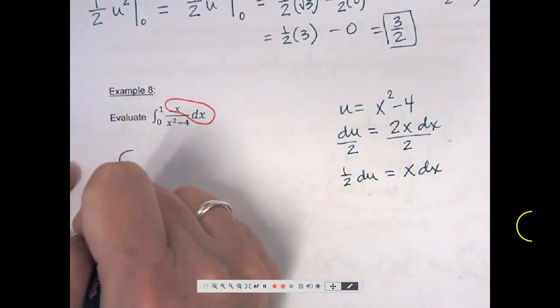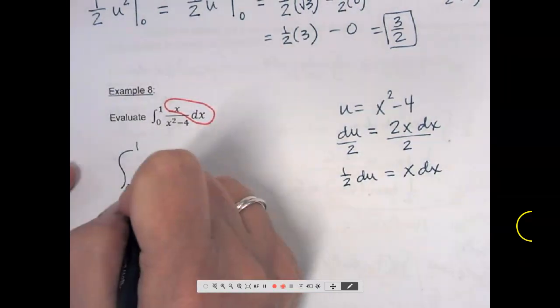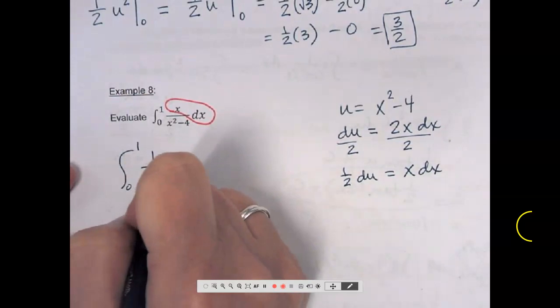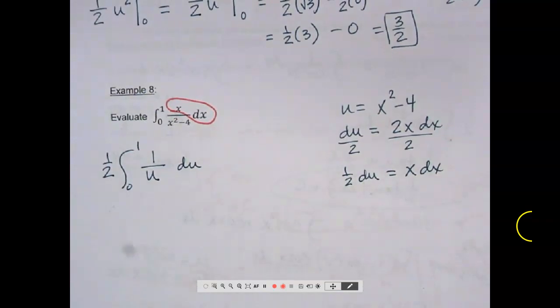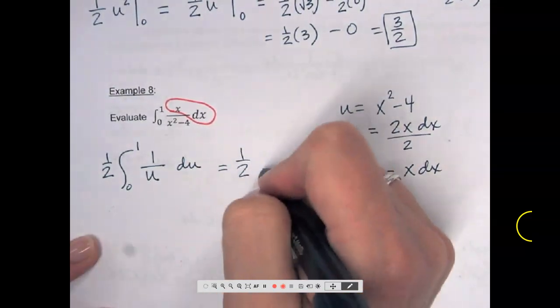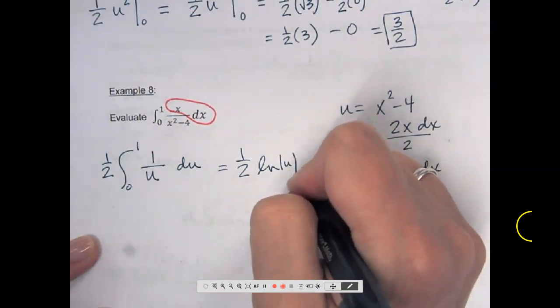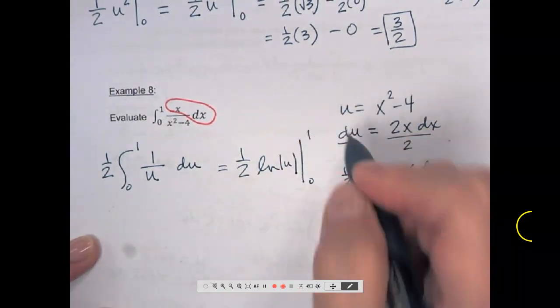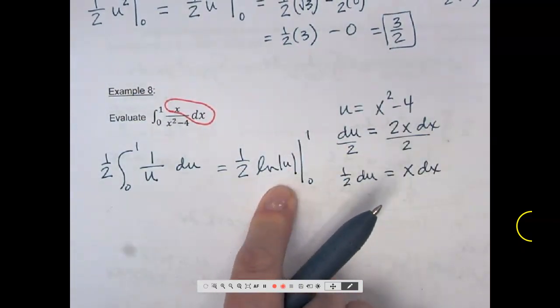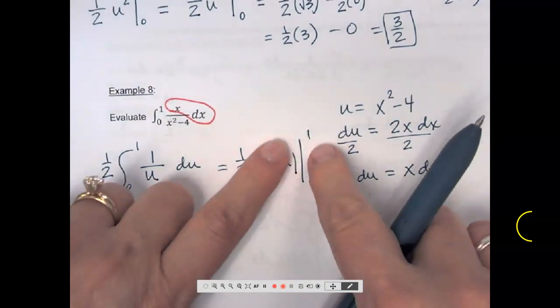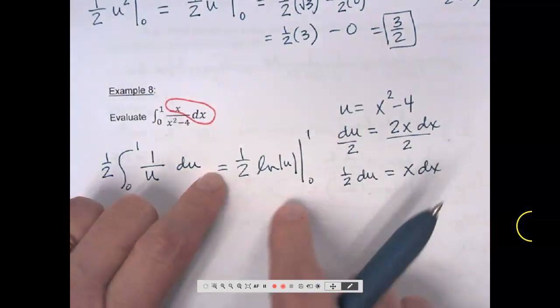Okay, so now this becomes the integral from 0 to 1 of 1 over u times 1/2 du. Let that sink in. Are there any questions? Antiderivative of 1 over u? Natural log of u. 1/2 natural log of u from 0 to 1. Okay, so we have two options. We can go ahead and plug this back in, then sub in 1 and 0, or plug 1 and 0 into here and use those answers.